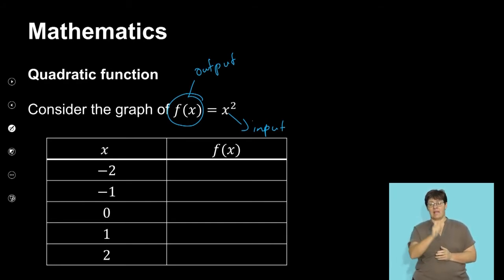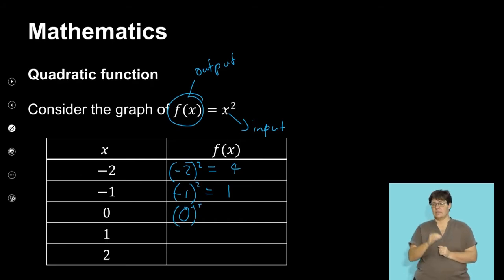So when x is minus 2, the value of f of x is going to be minus 2 all squared, which will give me a positive 4. When x is minus 1, it will be negative 1 all squared, which will give me positive 1. When it's 0, it will be 0 squared, which is equal to 0. And then 1, it will be 1 all squared is equal to 1. And then when it's 2, it will be 2 squared is equal to 4.